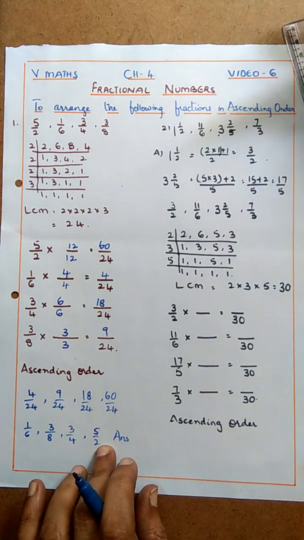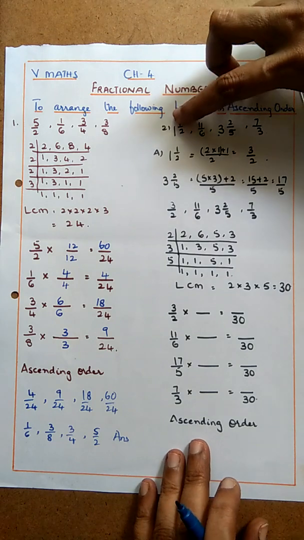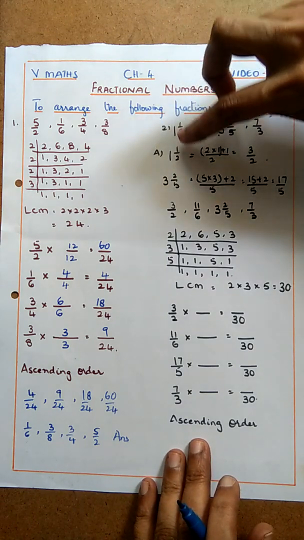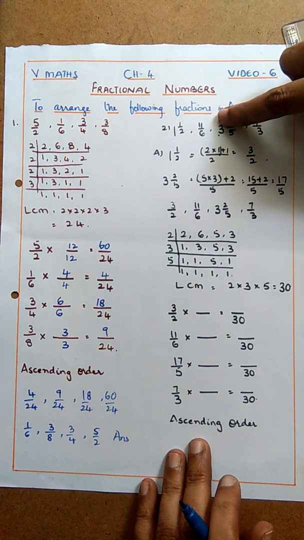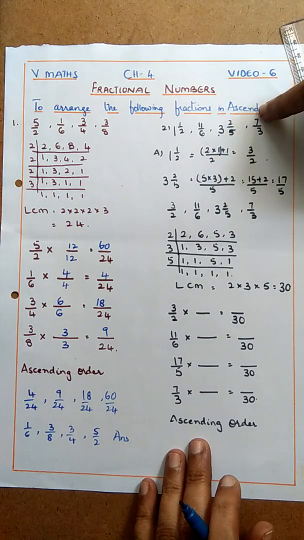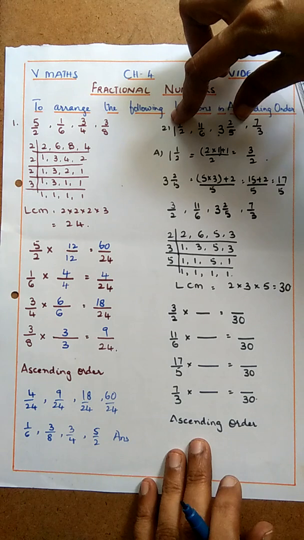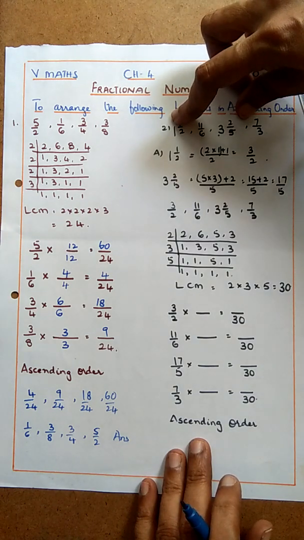Now, let us take another example. Here, we have two mixed fractions: 1 1 by 2, 11 by 6, 3 2 by 5 and 7 by 3. So, here two mixed fractions are given. Now, let us convert them first into improper fractions.